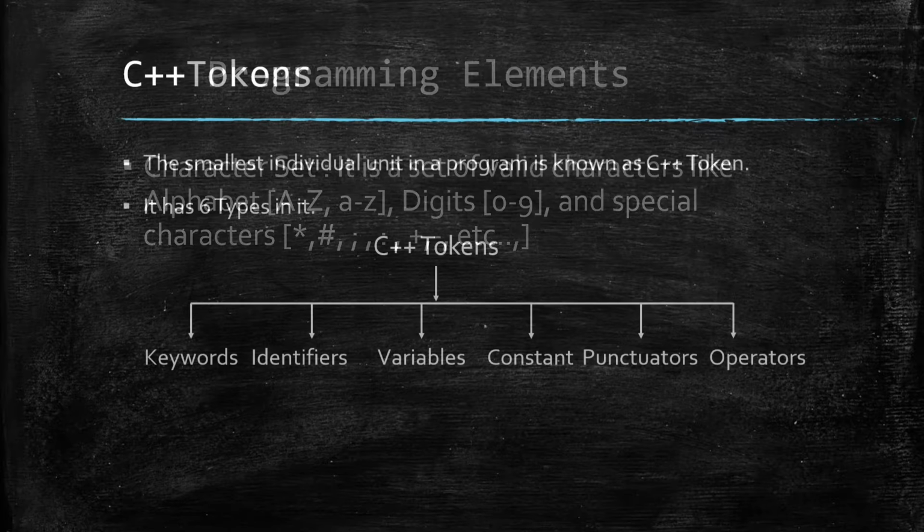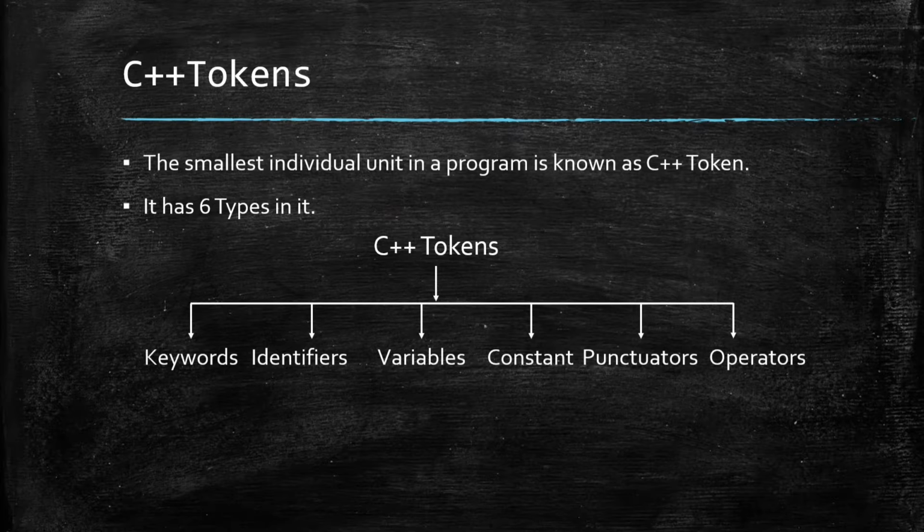Fine. So next, coming to C++ tokens. What are C++ tokens? The smallest individual unit in a program is known as a C++ token. So what is a C++ token? It is the smallest individual unit in a program. Fine. It has 6 types in it.